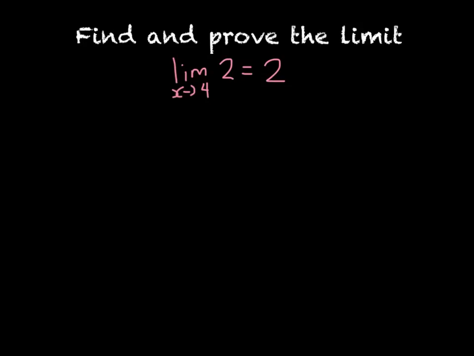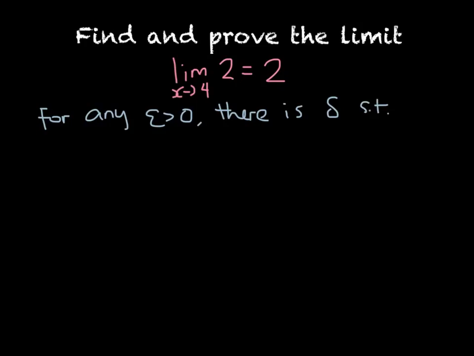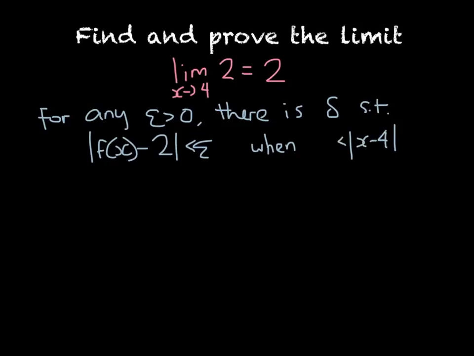So remember that our formal definition of the limit said that for any epsilon greater than 0, there exists a delta such that f of x minus the limit, which in this case is 2, is less than epsilon when the distance from x to the value that it's approaching is between 0 and delta.